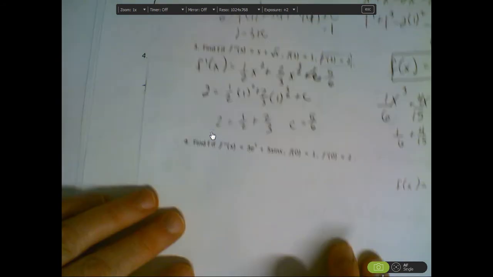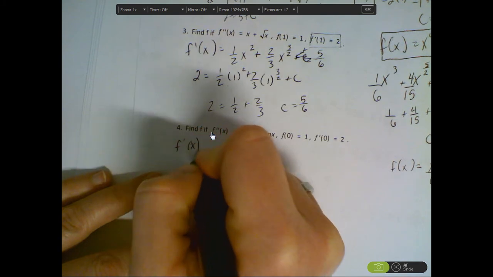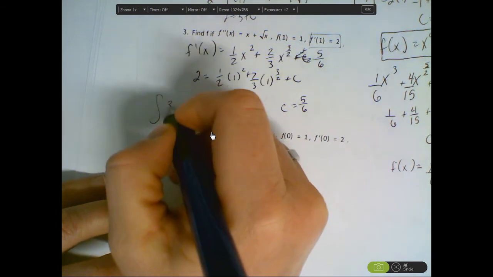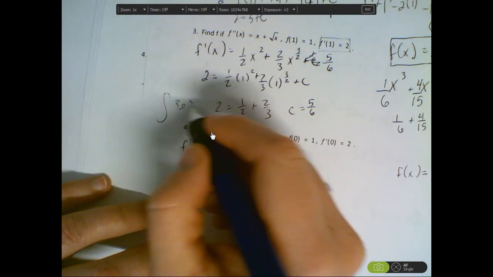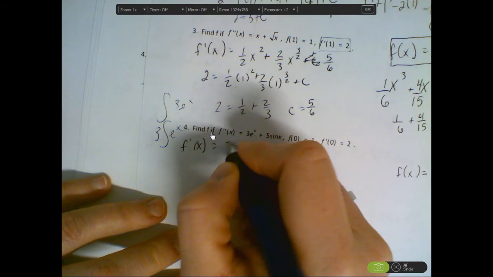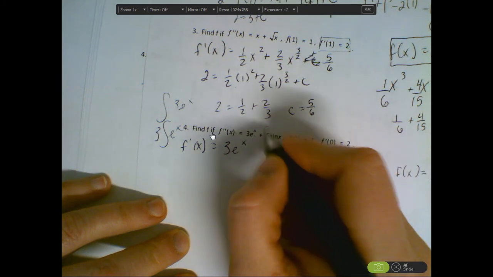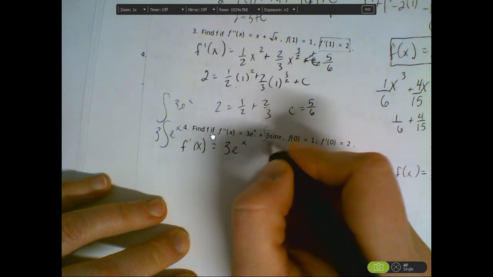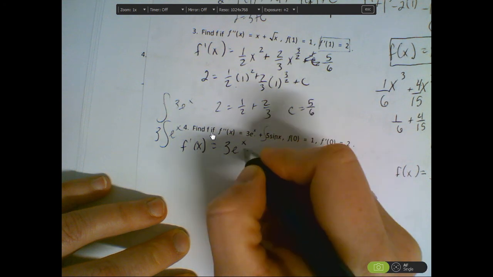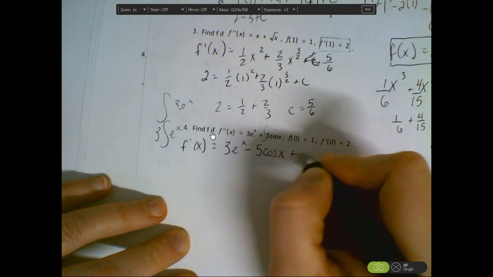Alright, last one. Again, you're given the second derivative. So, you're going to find the first derivative by doing one antiderivative. The antiderivative of 3 e to the x, think about it as the integral of 3 e to the x. You bring the 3 outside, so it's just 3 times the integral of e to the x, which is e to the x. So this just becomes 3 e to the x. The integral of 5 sine, again, you pull the 5 out, but the antiderivative of sine is negative cosine. So it's going to become negative 5 cosine x plus c.